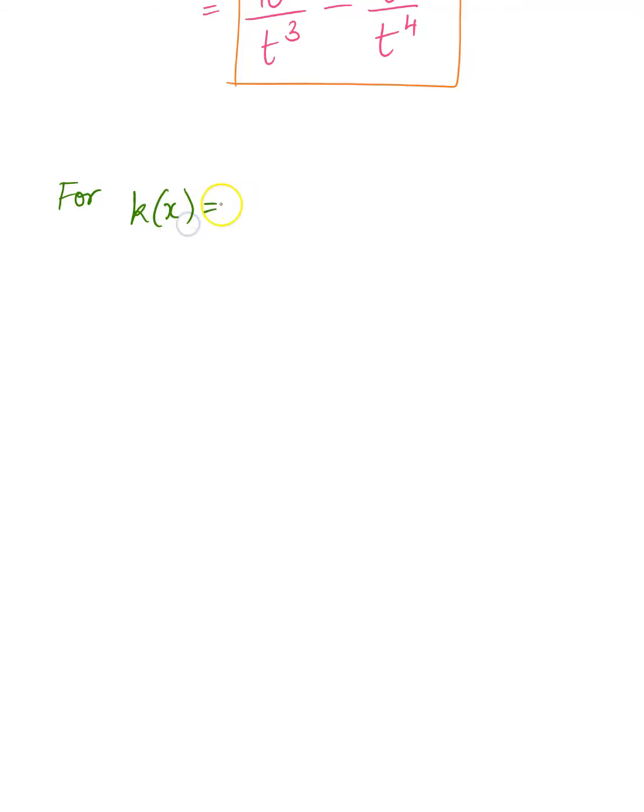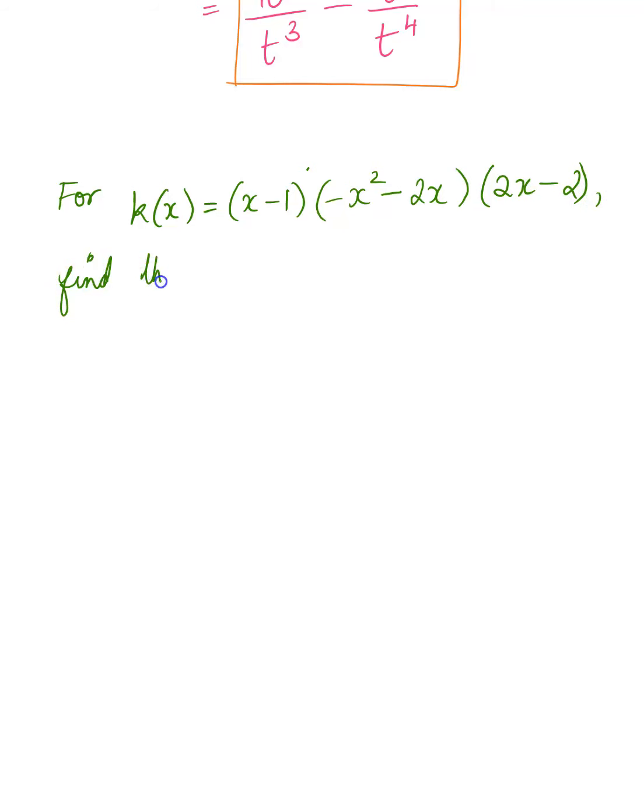For k of x, which is x minus 1, the whole x minus 1 times, hold on, it says find the derivative of k of x. Okay, how do we do this? I'm going to use the prime notation, okay?